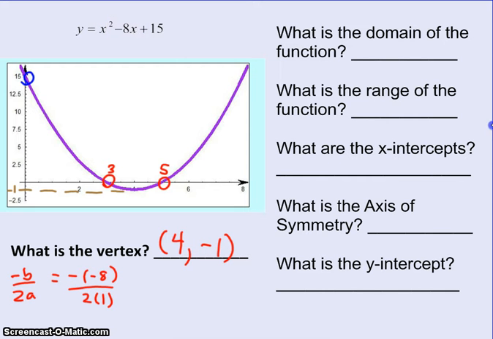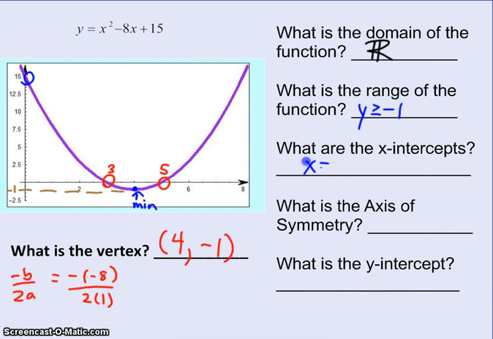Alright, so the domain is always going to be all real numbers. The range is going to be my vertex. So let's see, this is the minimum here because this is as low as it goes. So I'm going to be all y values greater than or equal to the y value in my vertex, -1.